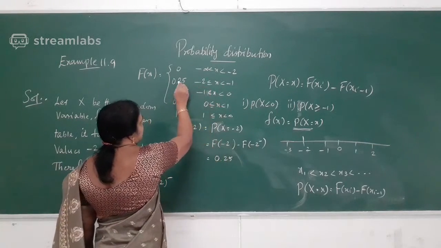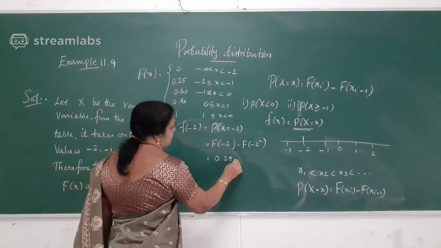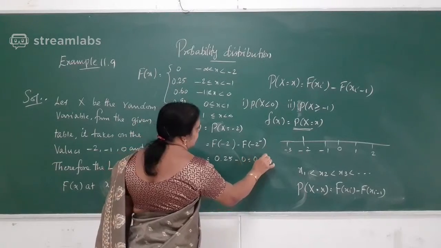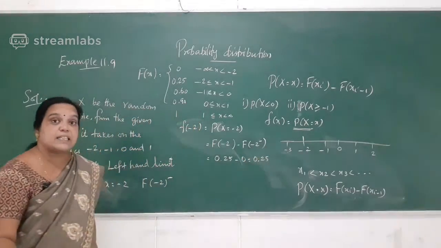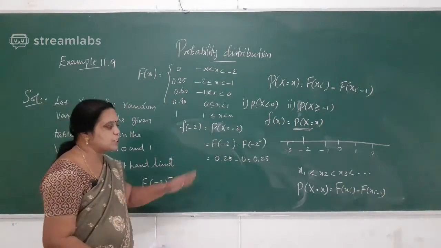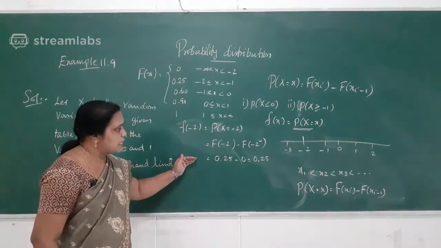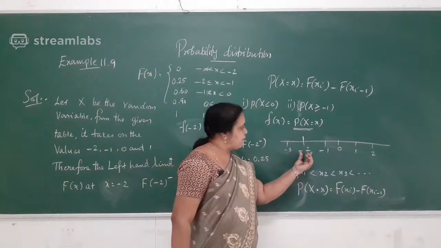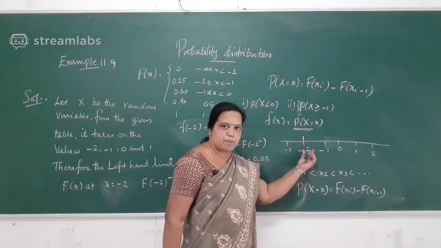See, minus 2: 0.25 minus 0 is equal to 0.25. Similarly, we have to find the other jumps. Here that value is jumping, isn't it? We have to find the distribution function value for minus 2.